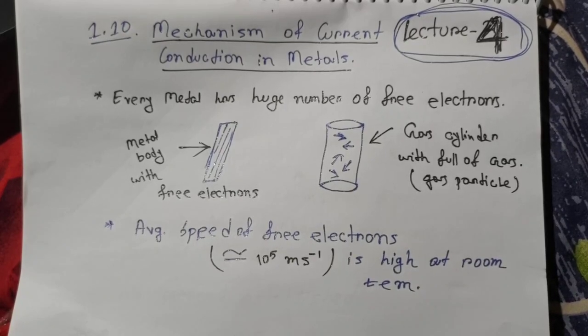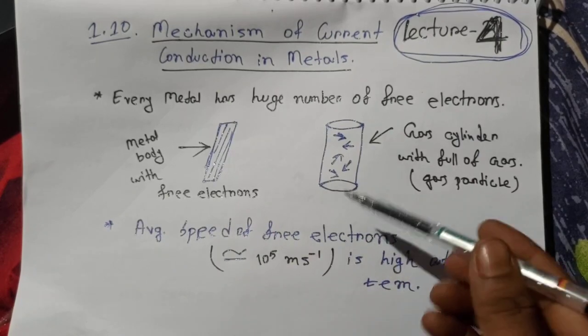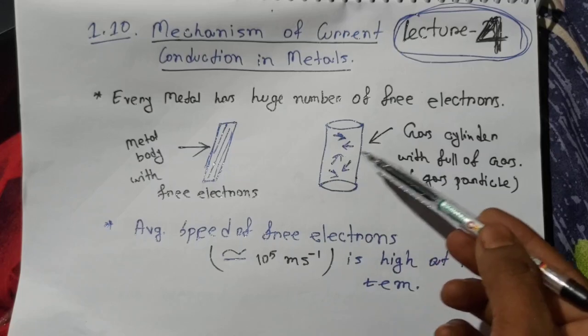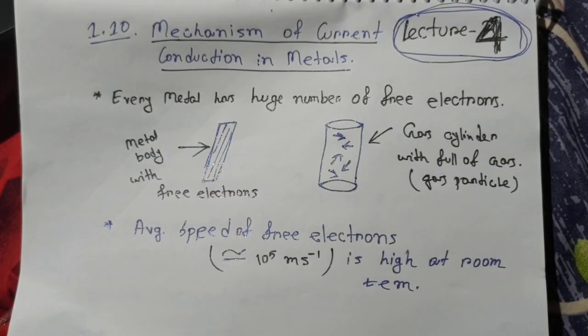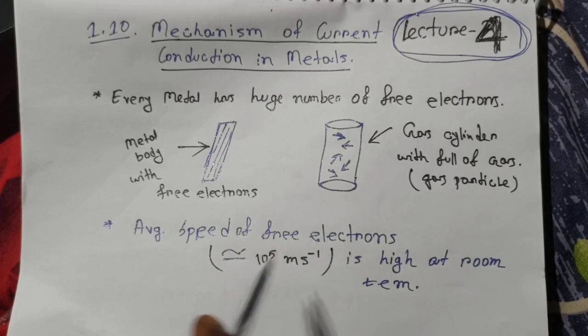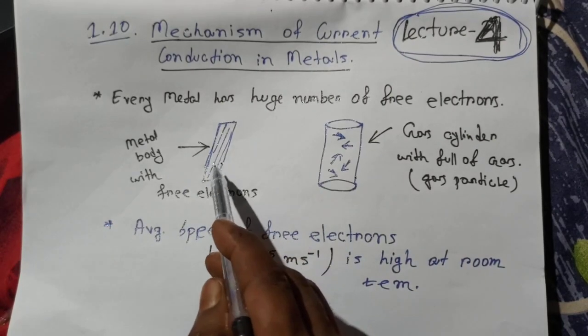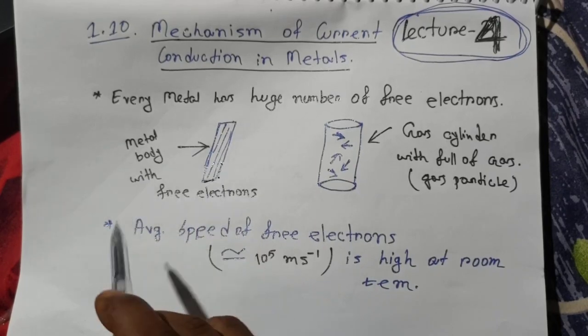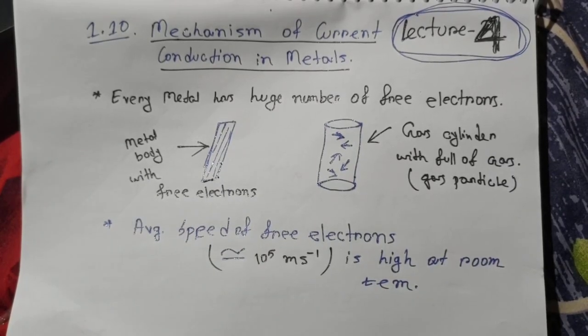Just like here you can see, suppose this is one gas cylinder. Inside the gas cylinder the gas particles collide with each other continuously. Like that, in a metal body, the free electrons collide with each other continuously, and it happens continuously, but no electricity flows.